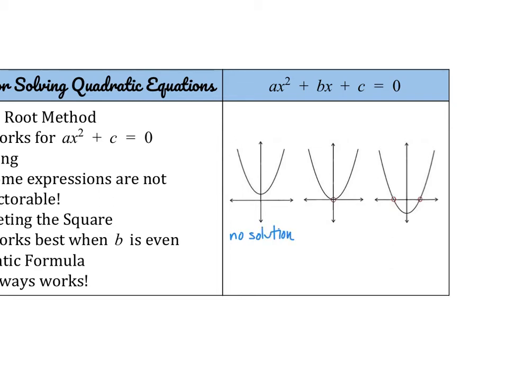We're not going to be talking about those today, but we will be talking about those later on this unit. It is also possible to have the vertex on your x-axis. You only cross the x-axis once. So here is a case where you would have one solution. That's what it looks like graphically. And last, you can have a parabola that crosses your x-axis 2 times. So that would give you 2 solutions. So any of these are possibilities when we're solving a quadratic equation.